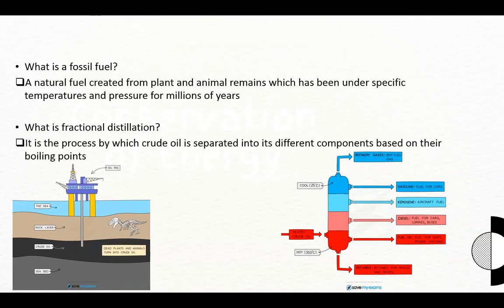So at the bottom will be your heaviest components, which will be like bitumen, which is used to pave roads and also on roofs. Then we go up a little further, we get diesels, so for cars, lorries, buses. Then we have kerosene for aircraft fuel. And at the top here, usually around 25 degrees Celsius, is where we get gasoline for fuel for the cars, right? And at the very, very top, which is the lightest, we can get refinery gases, which is bottle gases that we use for cooking and all of that.